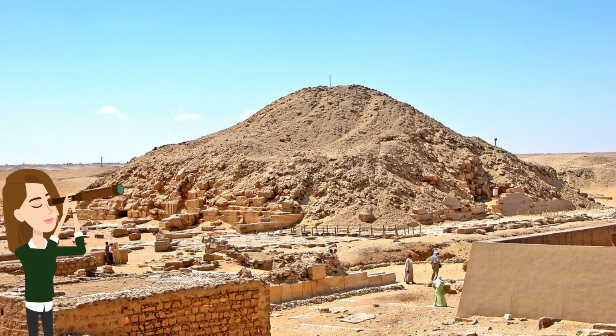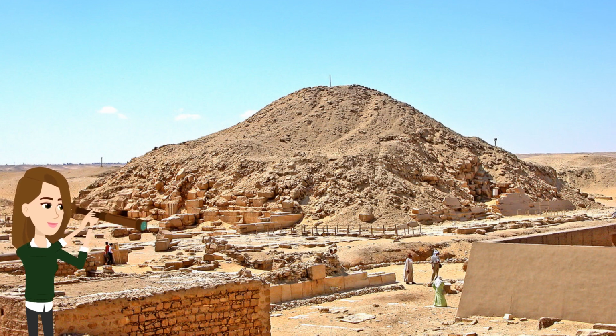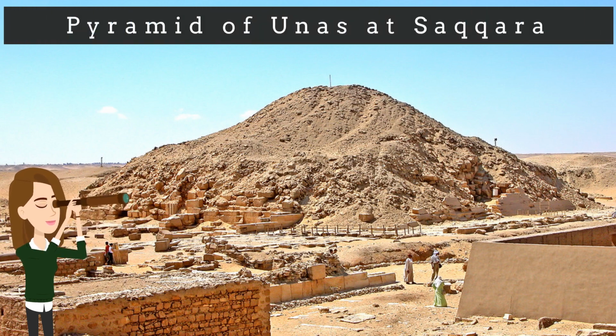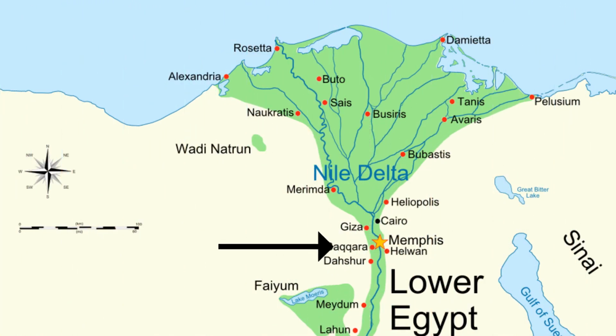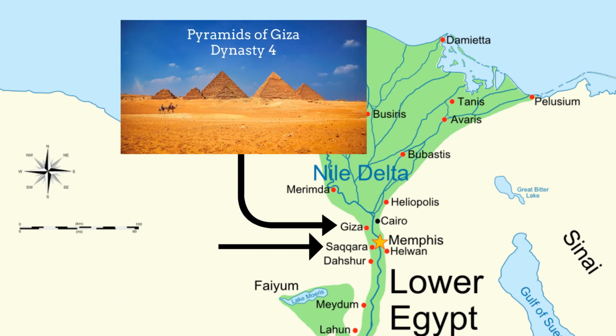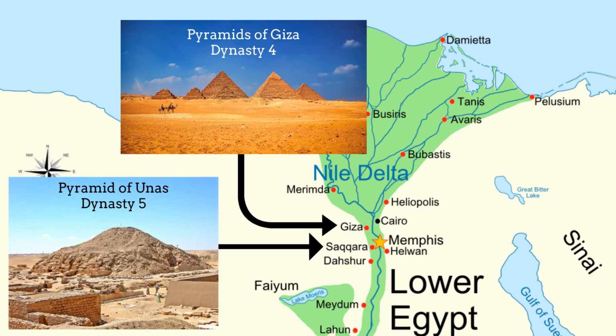The earliest known example of the pyramid text spells appears within the Old Kingdom pyramid of Unis at Saqqara. Saqqara sits just south of Giza, where the famous 4th dynasty pyramids of Khufu, Khafre, and Menkaure stand. The pyramid of Unis dates to the end of the 5th dynasty, or about 2300 BCE.